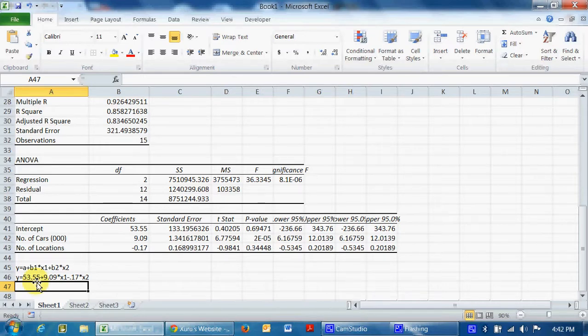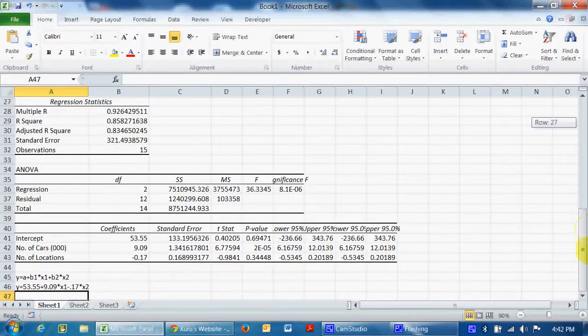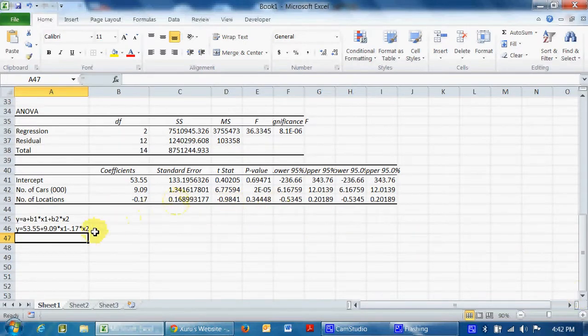Now, the problem that they've given us down in 7.3 says the objective is to find the predicted annual sales for a rental car company that has 80,000 cars and 900 locations. Now, the data was given to us with thousands assumed. I'm going to scroll up to that so you can see that. Number of cars, thousands. So these would be 120,000, 180,000, etc. So 80 is the number I'm concerned with, and 900 locations. So I'm going to use those two numbers that they gave us to calculate predicted annual sales.